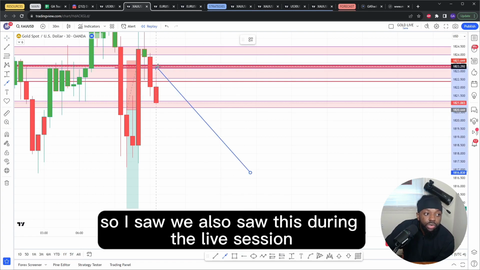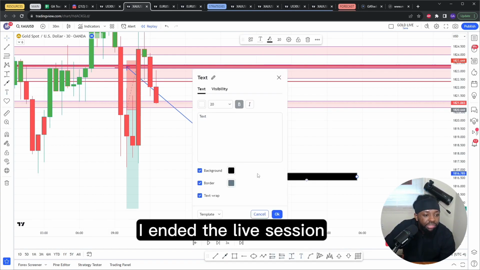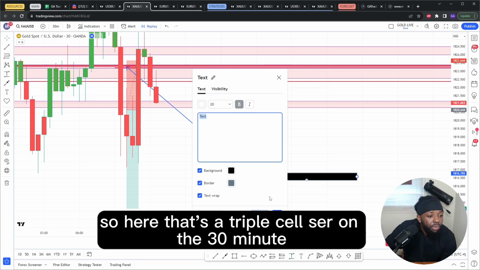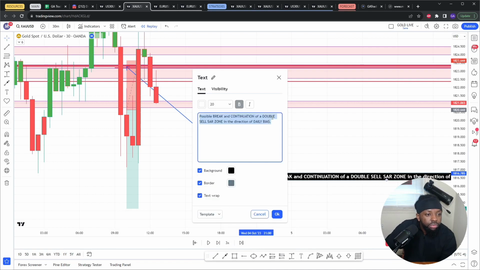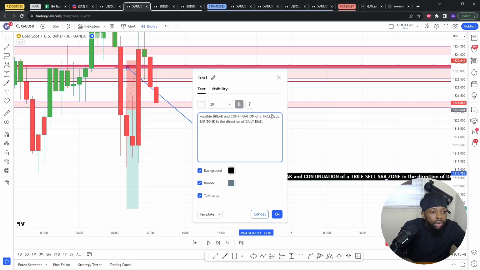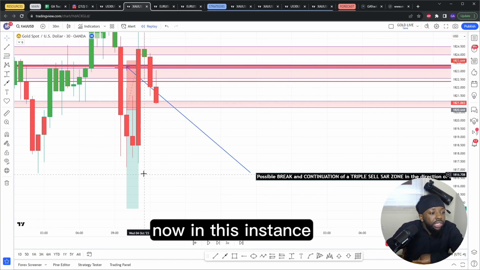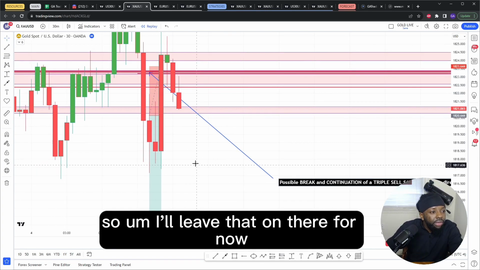So we also saw this during the live session. Unfortunately, it wouldn't have lined up before I ended the live session. So here, that's a triple sell SAR on the 30-minute. So that's break and continuation. And we do this here. Now in this instance, this is the trade that hit stop loss before, right? So I'll leave that on there for now.